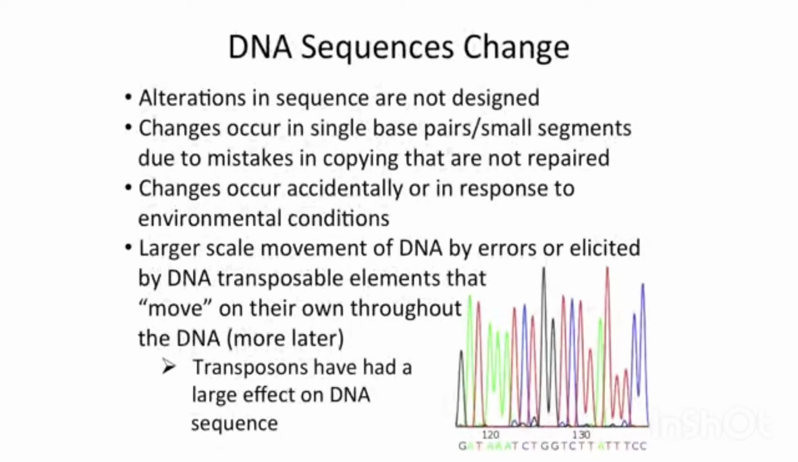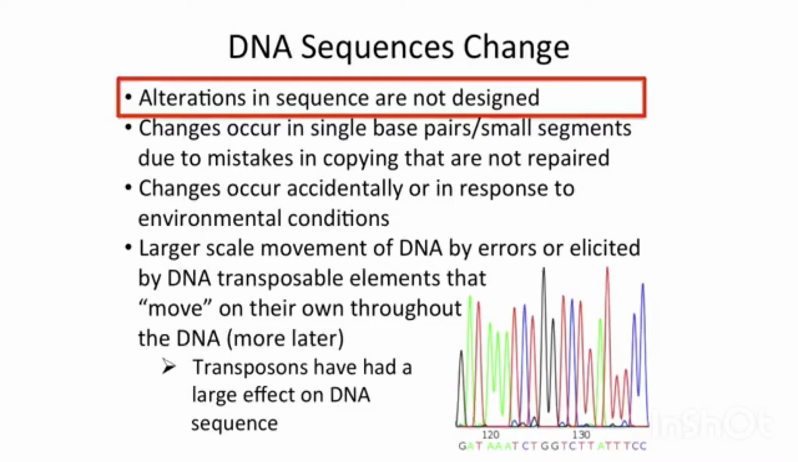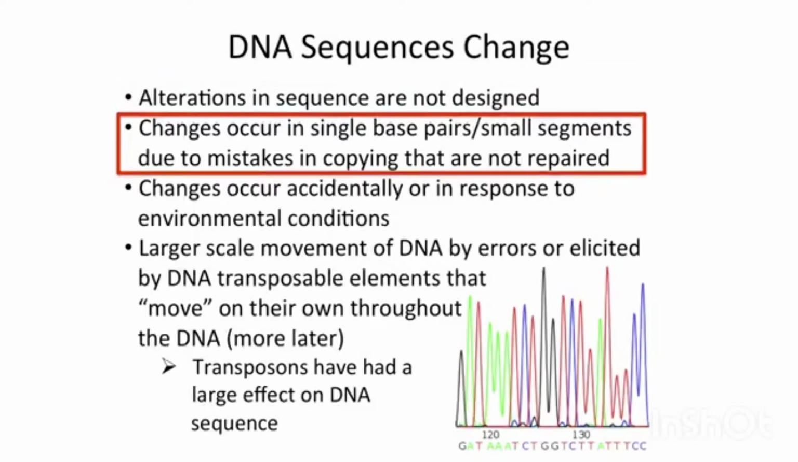We've seen how DNA is packaged in eukaryotic cells, but we've spoken about DNA as if it were a constant entity. But in fact, DNA sequences change over time, and they can change very significantly. The DNA in each of our cells is probably different because these sorts of changes have occurred. These alterations are not designed, but they occur in single base pair changes or in small segments because of mistakes in the replication, the copying of DNA, or because of damage to the DNA that escapes our many repair processes.